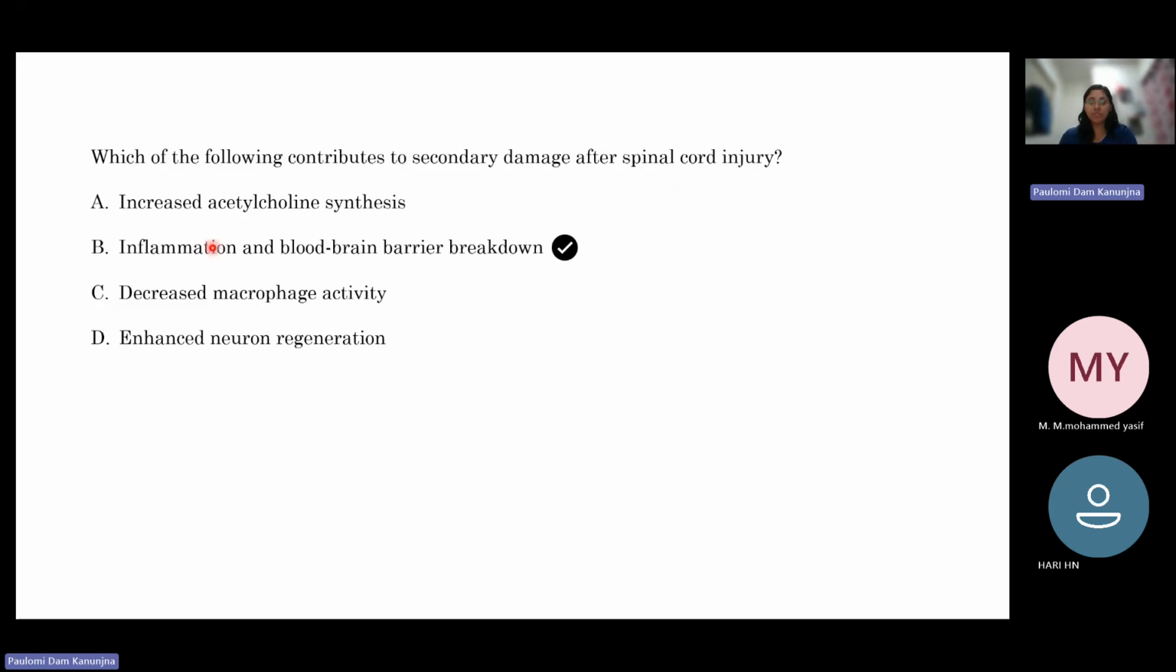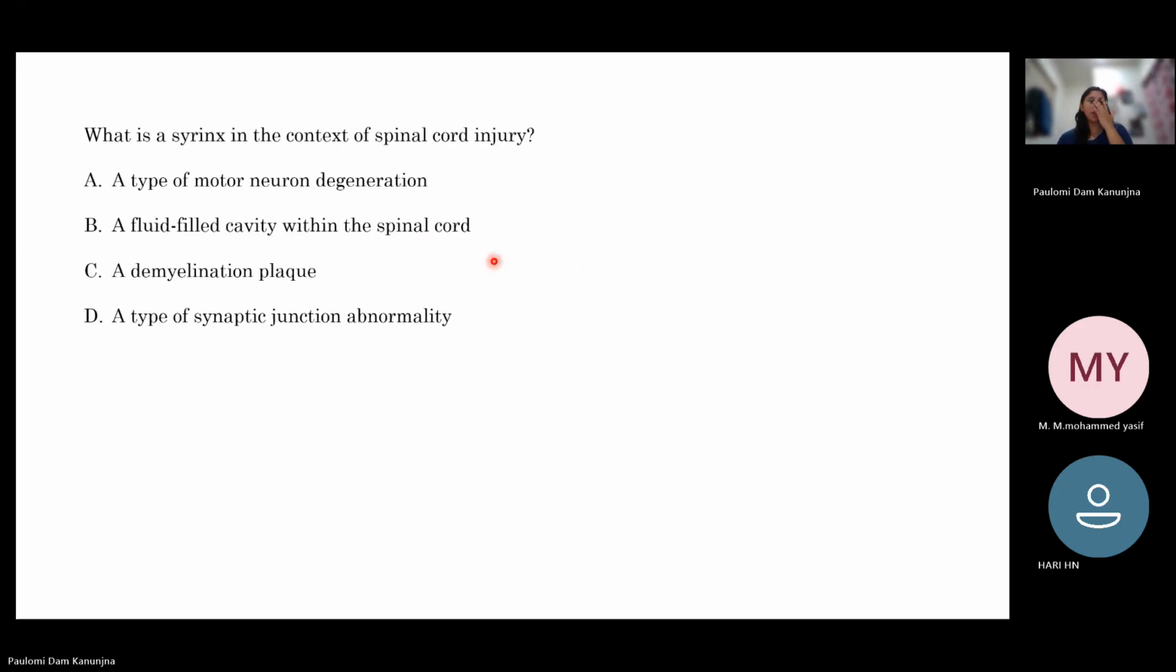So you have inflammation, and you have blood-brain barrier breakdown, which is a problem of spinal cord injury, because a lot of neurons are here, right? If it is getting injured, so many pathways are getting impaired. Okay. There was a term that was used in the lecture, which is called syrinx, right? So what is this syrinx when we are talking about spinal cord injury? Any idea? Anything that you can recollect?